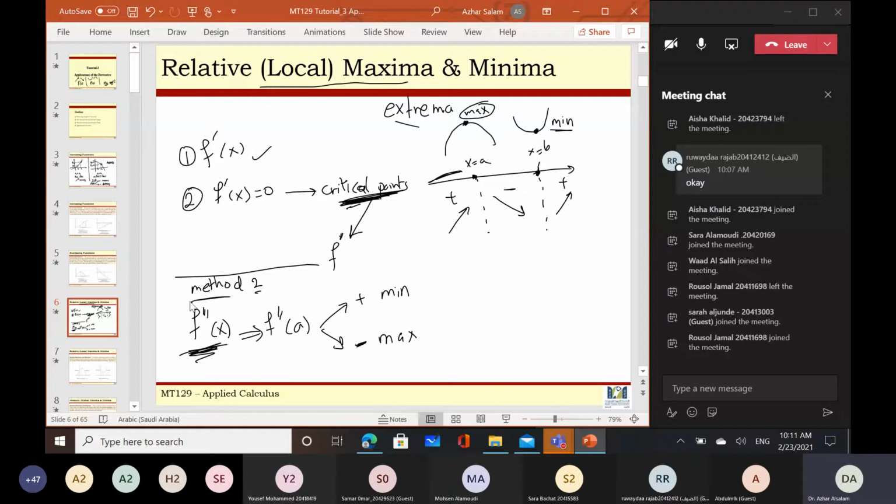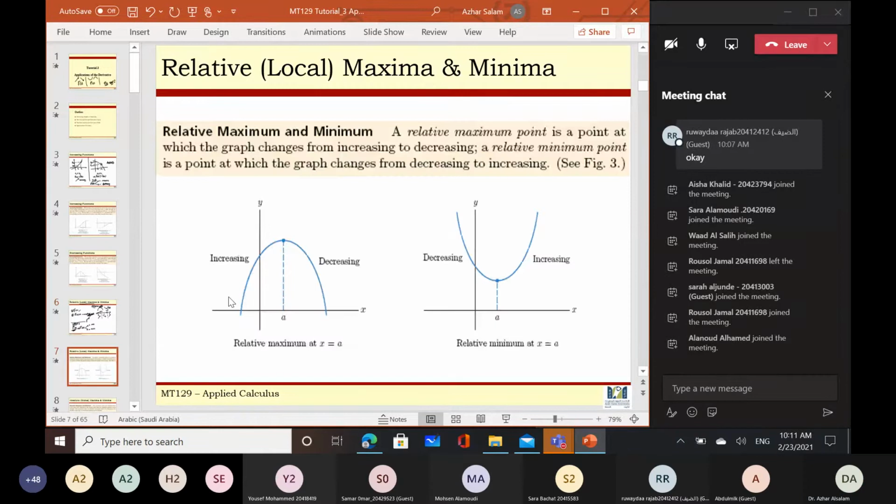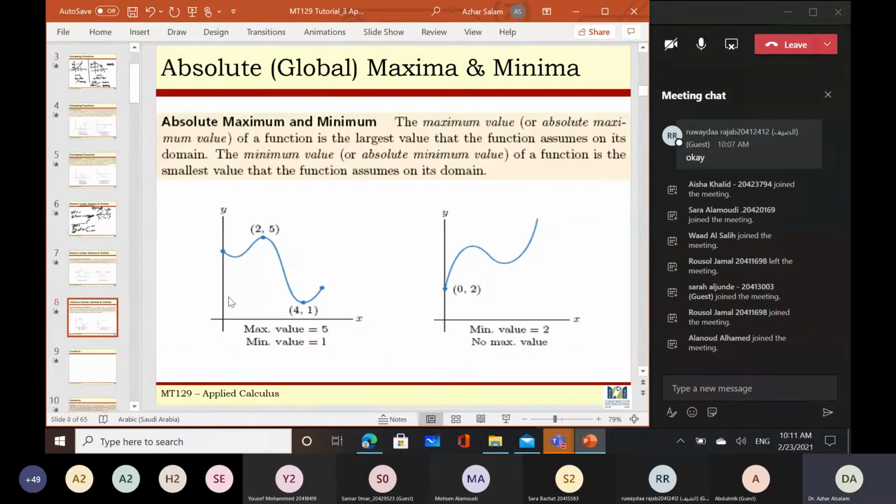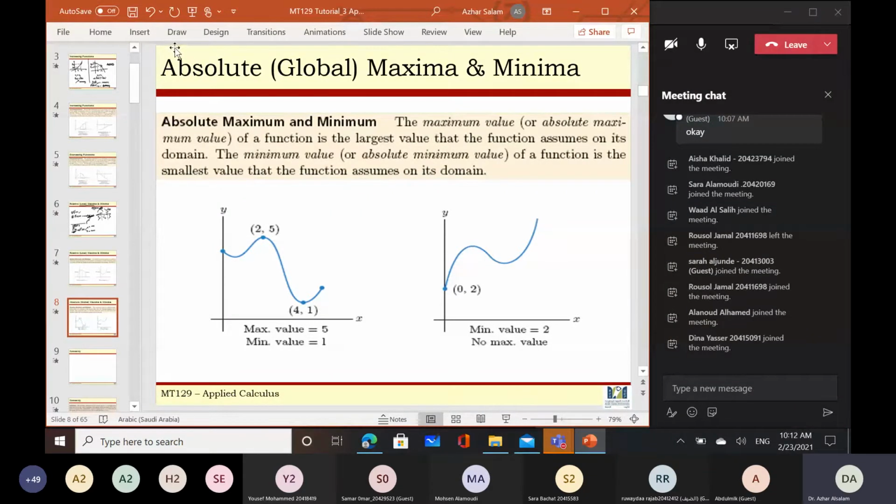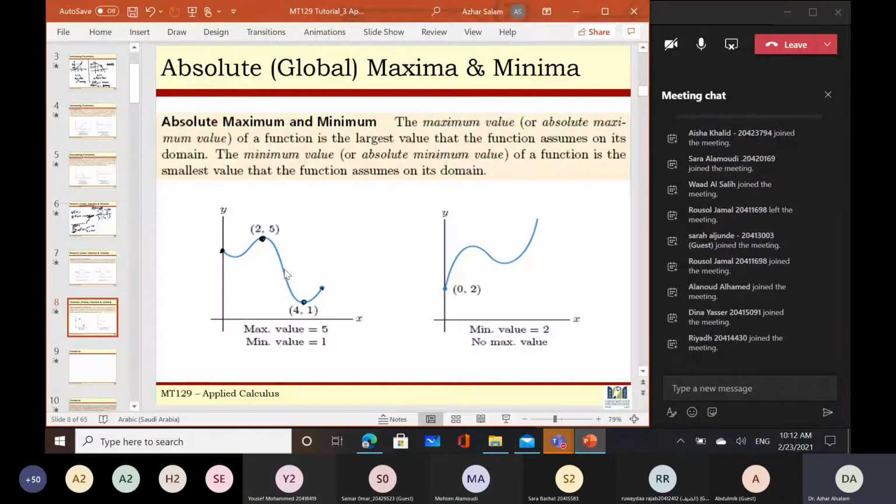Okay, this is another method to find the extremum values. Okay, of course the function could have another extremum point, could be maximum or minimum at the end point. We said that this could be a critical point, of course, but at the end point, when I give you a certain interval, not from minus infinity to infinity, a certain interval from A to B, it could be the absolute minimum or the absolute maximum.